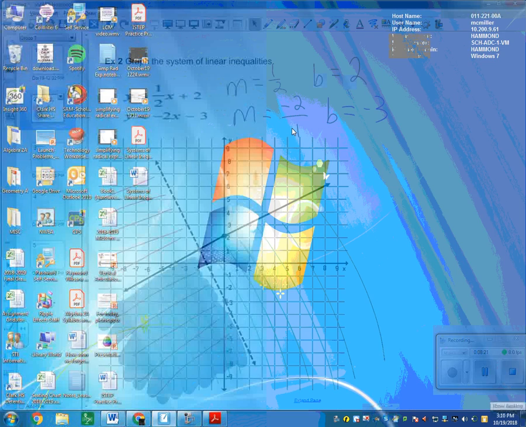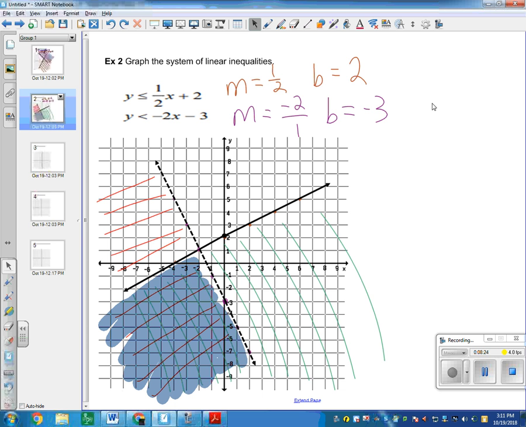All right, check it out. Here's what I got when I graphed our system of linear inequalities. I got b is 2, m is 1/2 for the top inequality. -3 is our y-intercept for the second inequality. The slope is -2 for the second inequality. Begin with b, move with m. Start at 2 for the top inequality, this one. Go up 1, right 2.